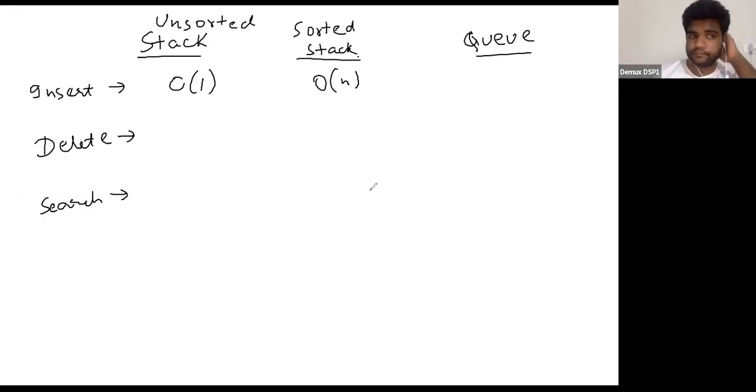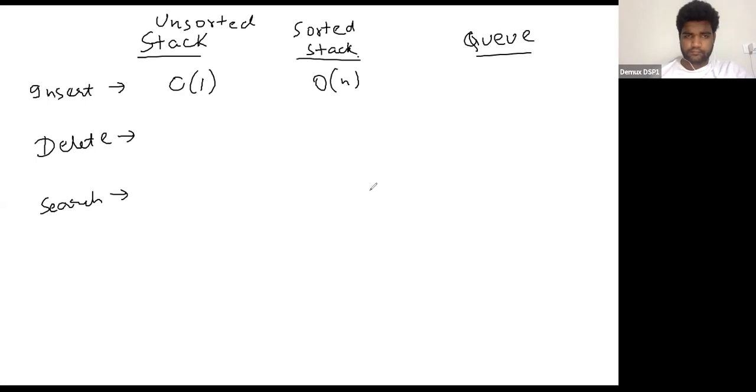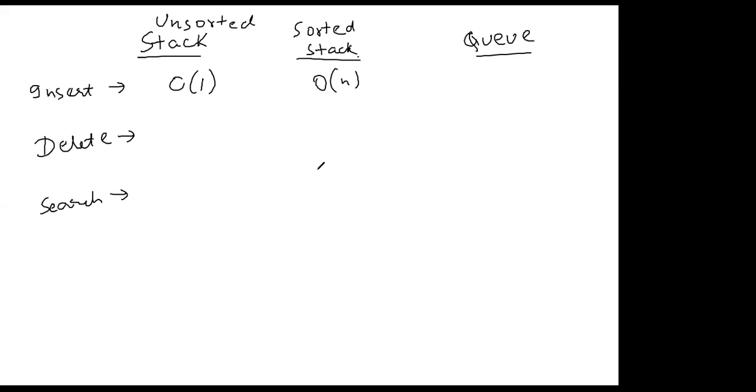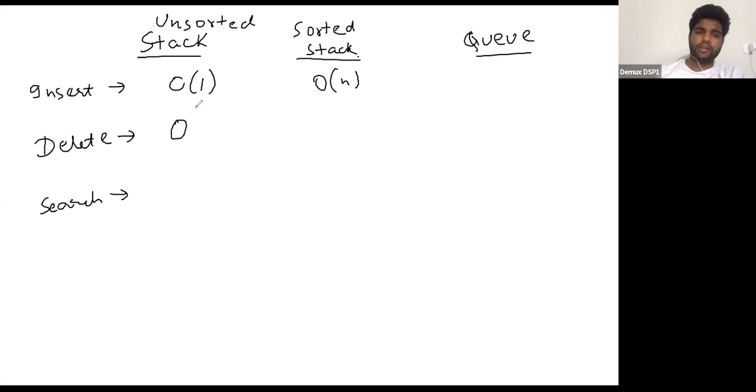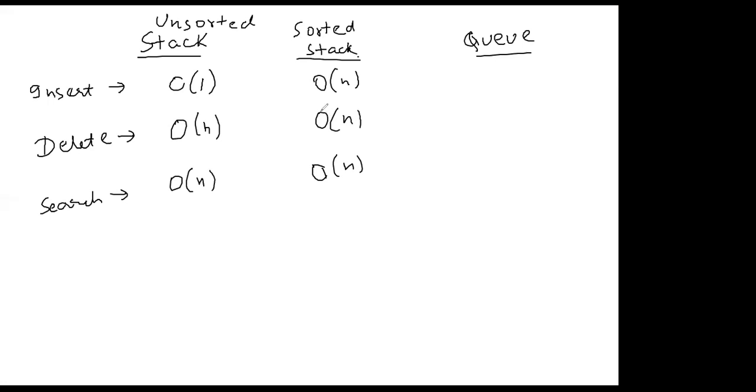And then in case of searching, in case of the unsorted, it has to be O of n. So deletion is also order n and searching is also order n, right? In sorted also, deletion will be order n and searching will be order n.